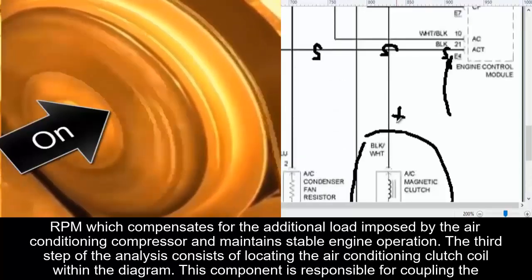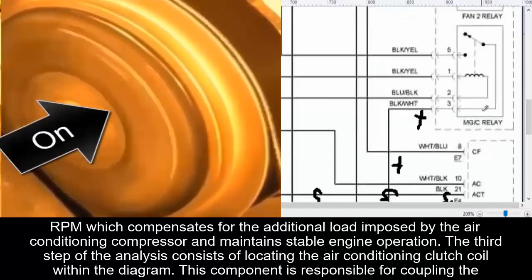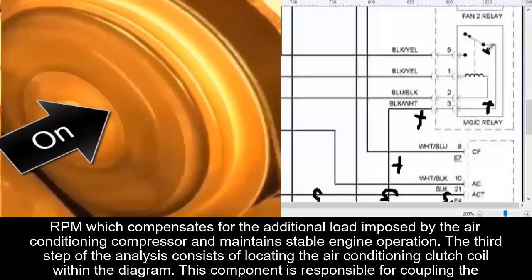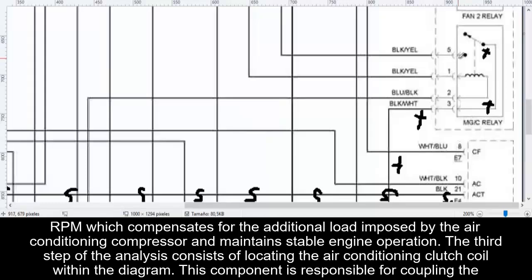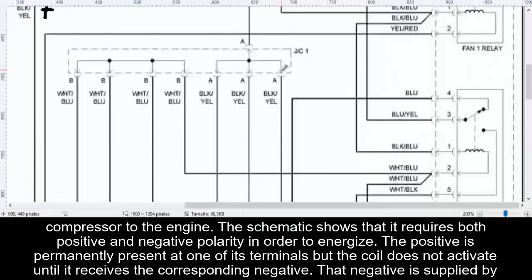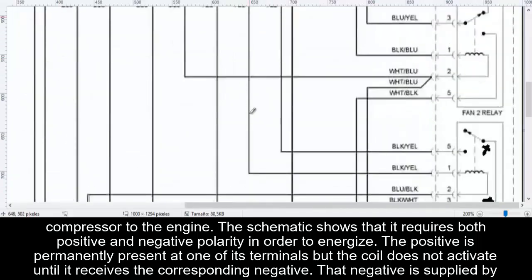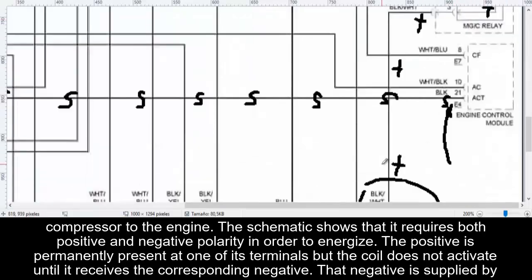The third step of the analysis consists of locating the air conditioning clutch coil within the diagram. This component is responsible for coupling the compressor to the engine. The schematic shows that it requires both positive and negative polarity in order to energize. The positive is permanently present at one of its terminals, but the coil does not activate until it receives the corresponding negative. That negative is supplied by the air conditioning control module itself, which decides when to energize the coil.